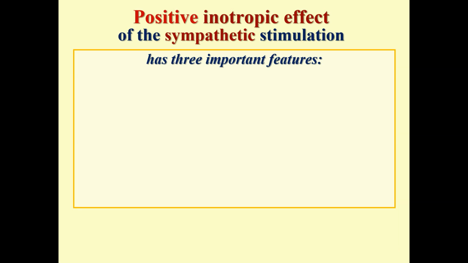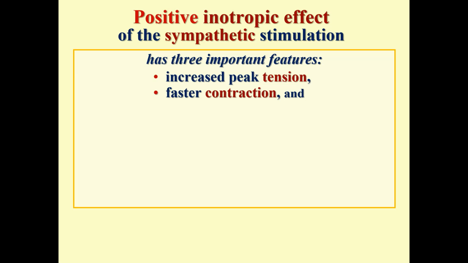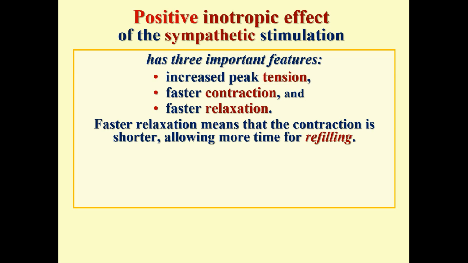So, three important features, not only strength. Peak tension, which practically means strength, stronger contraction, then faster contraction, and as well faster relaxation. Even relaxation is also important. The faster we do it, the earlier we can fill the heart again, and earlier we can start a new contraction. So it's all important for high activity of the heart, for high elevation of the cardiac output, which is characteristic for sympathetic stimulation. Faster relaxation means that contraction is shorter, which allows more time for refilling.